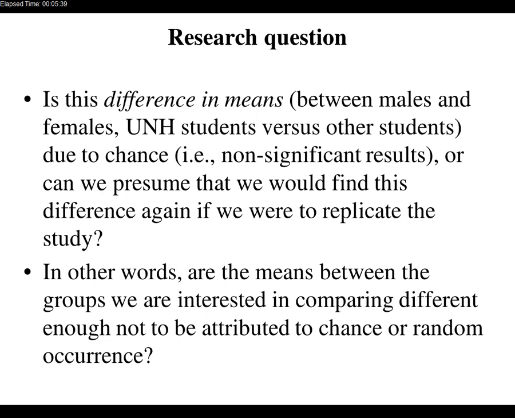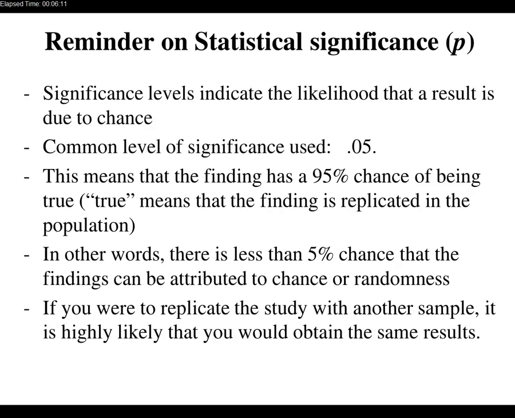It's a t-test. So my research question would be posed like this. Is this difference in means between males and females, UNH students versus other students, due to chance, that is, non-significant results, or can we presume that we would find this difference again if we were to replicate the study? In other words, are the means between the groups we are interested in comparing different enough not to be attributed to chance or random occurrence?